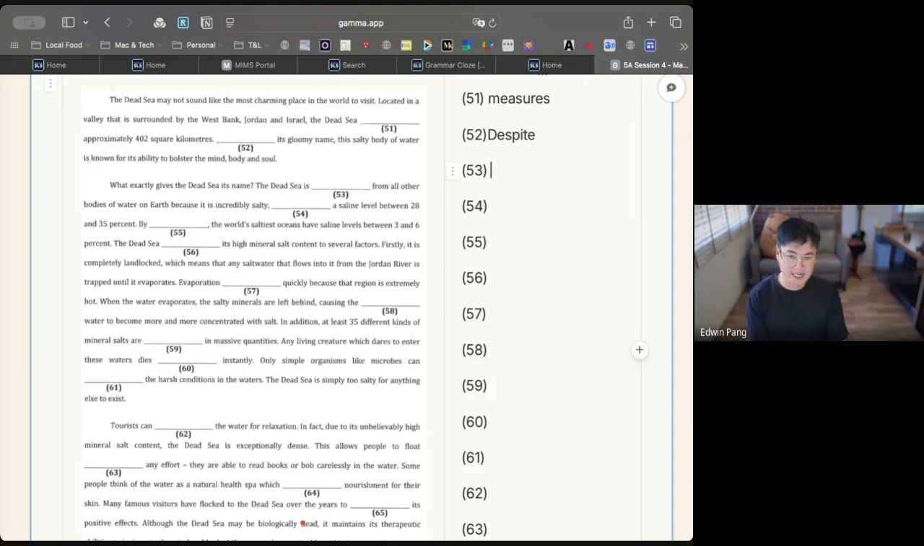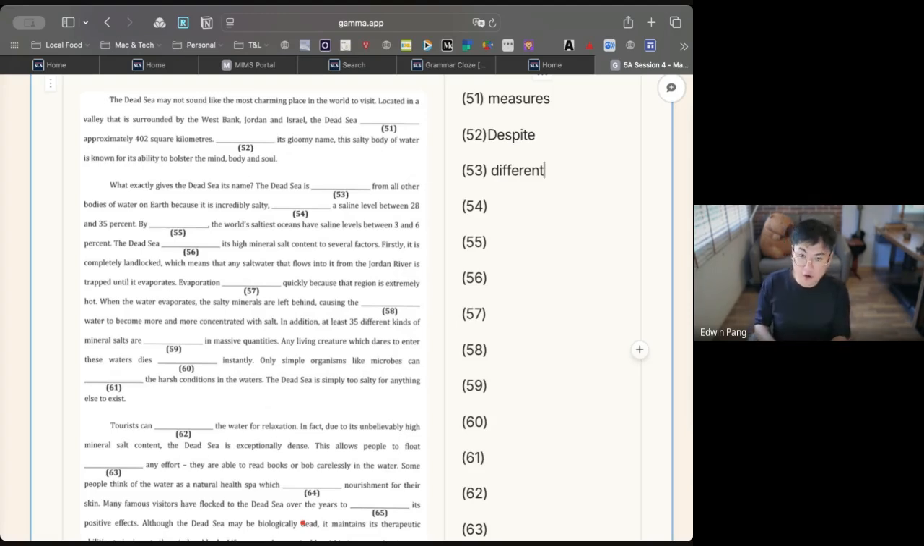What exactly gives the Dead Sea its name? The Dead Sea is what from all the other bodies of water because it is incredibly salty, right? So I'm comparing the Dead Sea to all other bodies of water. The Dead Sea is, okay, Jaden Ong. Jaden Ong, unmute yourself. No, I'm not hearing you. Sorry. Savesh, can you try? Different. Thank you. Different from all other bodies of water. Why is it different? Because it is extremely or incredibly salty.